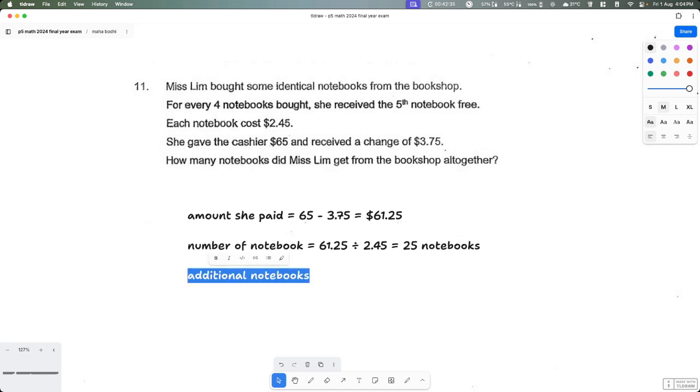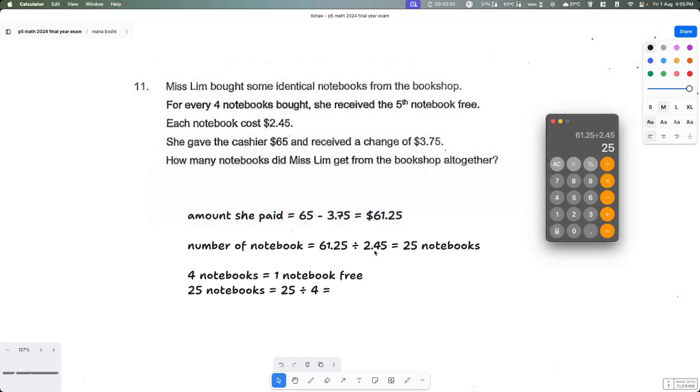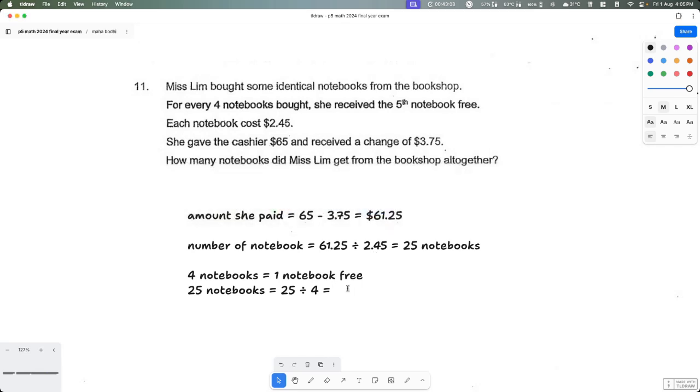So that means if she buys 4 notebooks, she will get 1 notebook free. So she paid for 25 notebooks. Okay, so that means 25 notebooks, and then we divide it by 4. So from here, she'll get, we round out to 6 notebooks free.